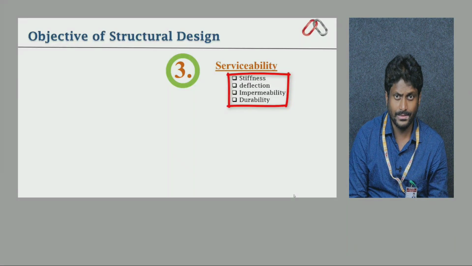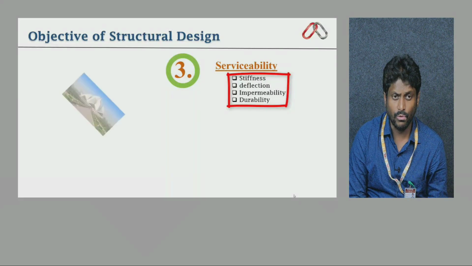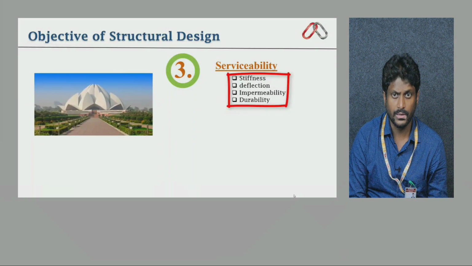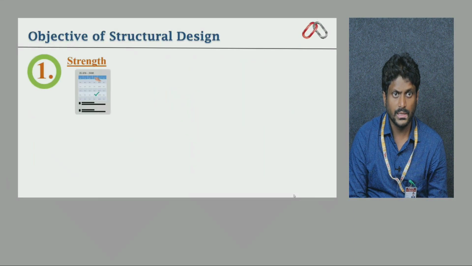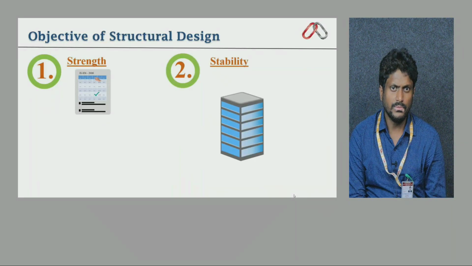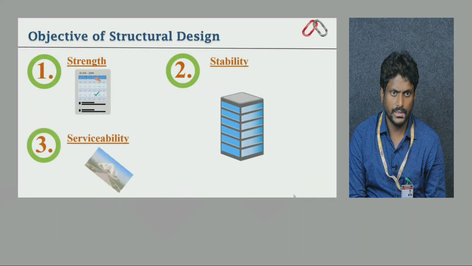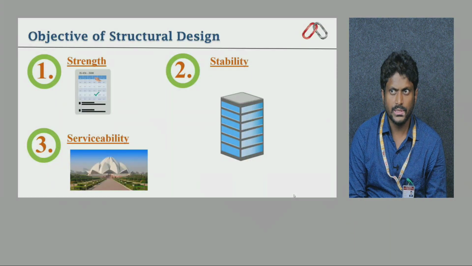That means during the entire life period of the structure, it should not give any warning that this building is going to fall. If any crack is there, the user will feel that this building is going to fall on me, and I don't know when it is going to fall on me. That kind of feeling should not be there. As a designer, we have to ensure that. So in summary, this is how we ensure strength, stability and serviceability. This is the main criteria for the structural design objectives.